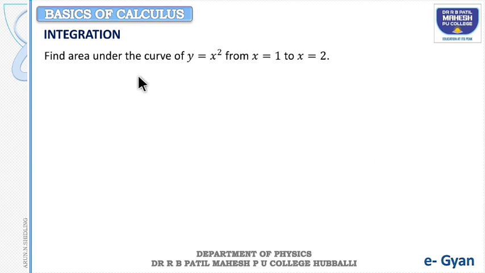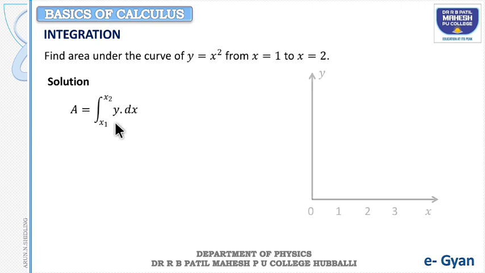Let us take a curve y equals x square, and let's find its area between the limits x1 equals 1 and x2 equals 2, right? So I'll use the formula: area, that is the integration value, equals integration from x1 to x2 of y dx. Now here I shall substitute the values.